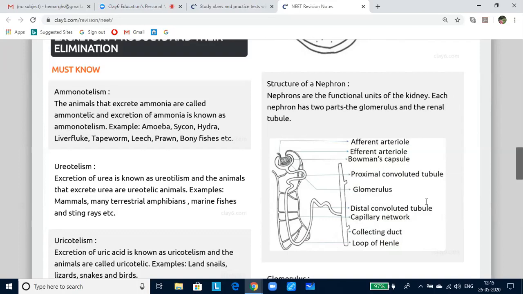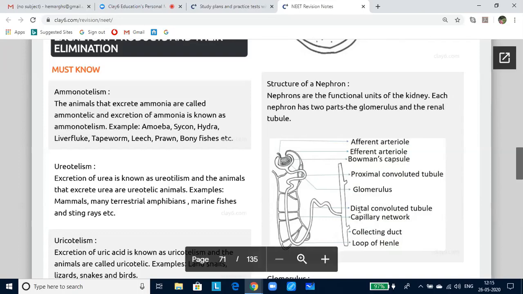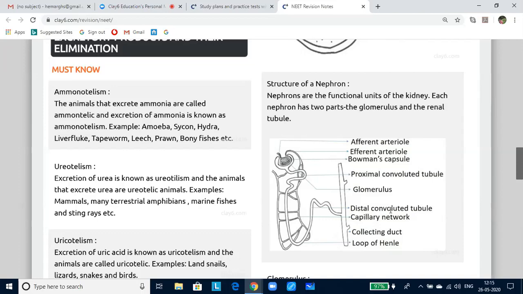Now, the distal convoluted tubule, DCT. It is connected to the collecting duct. Active reabsorption of some sodium takes place. It is impermeable to water.